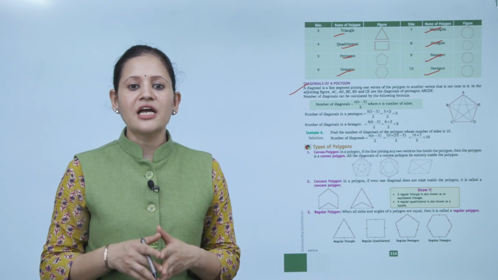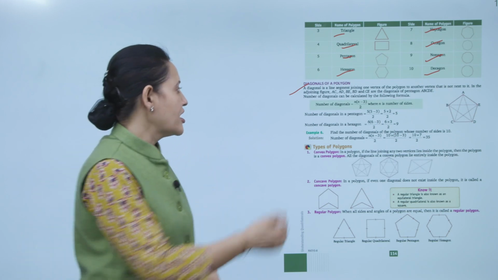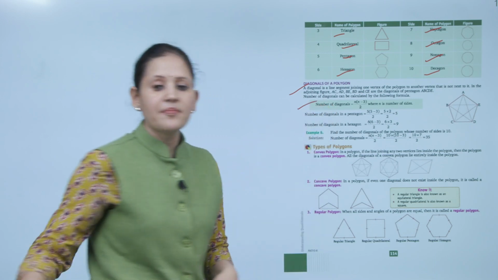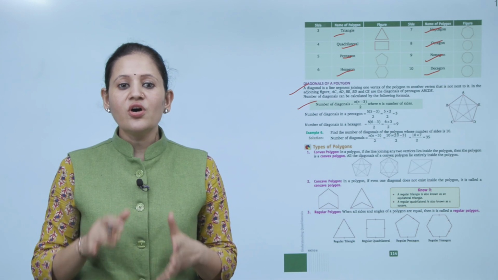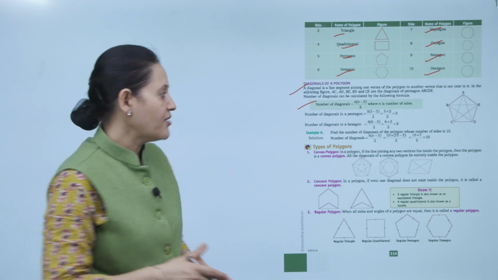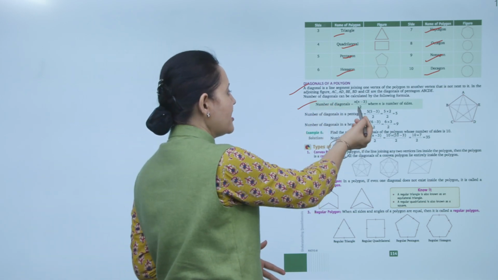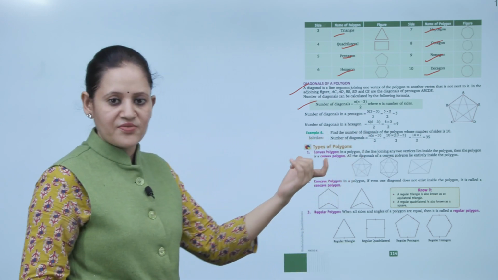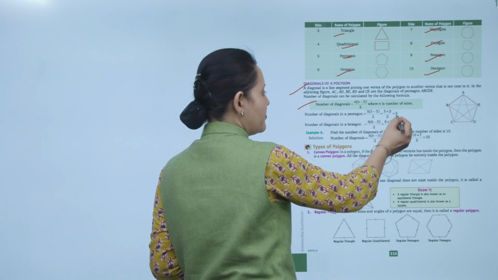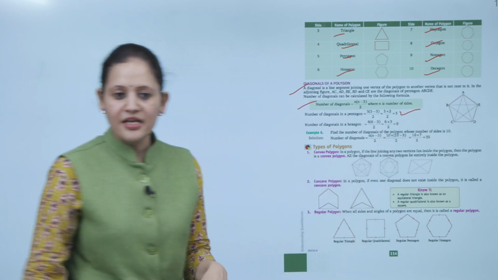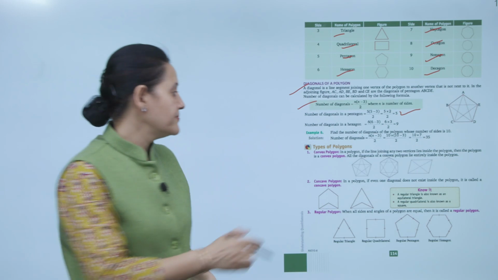Number of diagonals can be calculated by the following formula. So number of diagonals will be n multiplied by n minus 3 upon 2, where n is the number of sides. So we have to find the number of diagonals in the pentagon. We'll use this formula. Here n is 5, number of sides is 5. So 5 into 5 minus 3 upon 2, that is 5 into 2, 10 upon 2, that is 5. Clear?